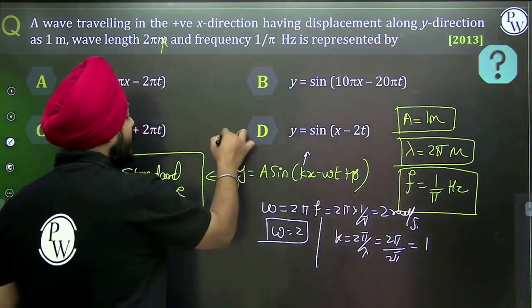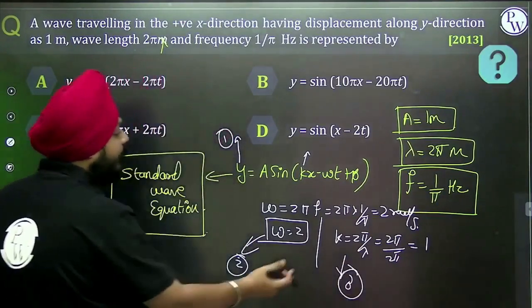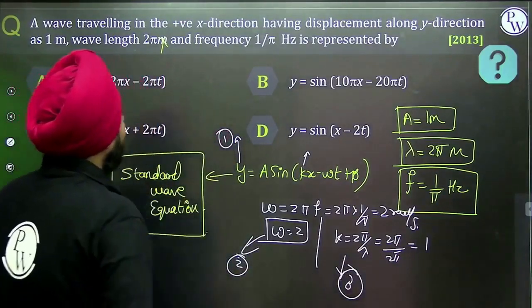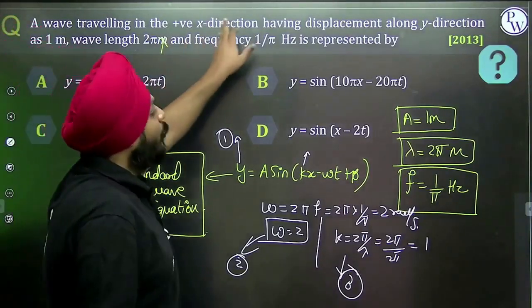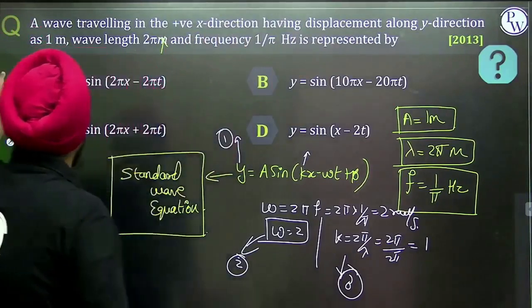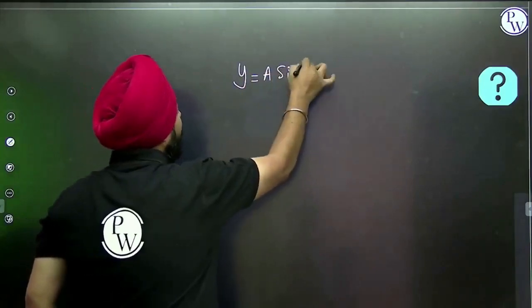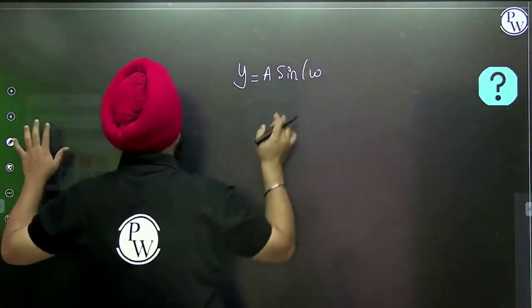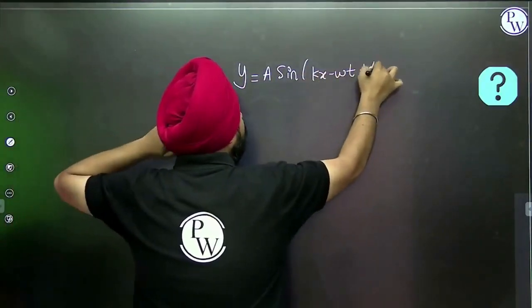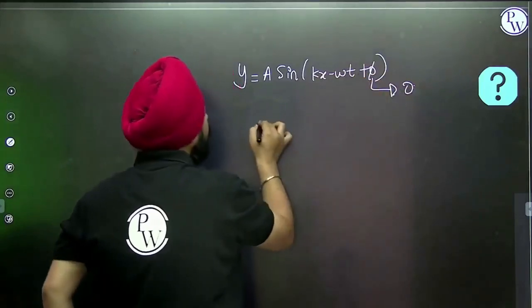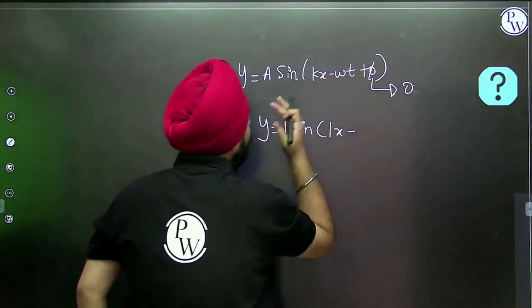Can I consider this as equation number 1? Can I consider this as equation number 2? Can I consider this as equation number 3? Replacing 3 and 2 in 1. Now it is given that it is traveling in the positive x direction. It means we are going to have a negative sign in the wave. So what will be the final equation? Y is equal to A sine of... Consider phi as 0. So y will be 1 sine of (1x minus omega t).